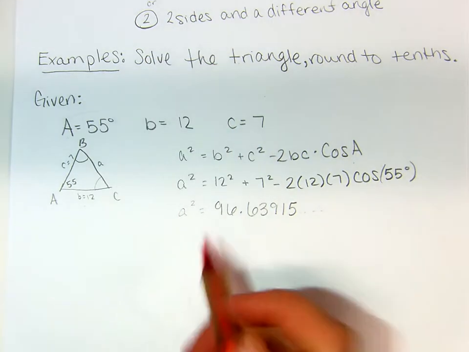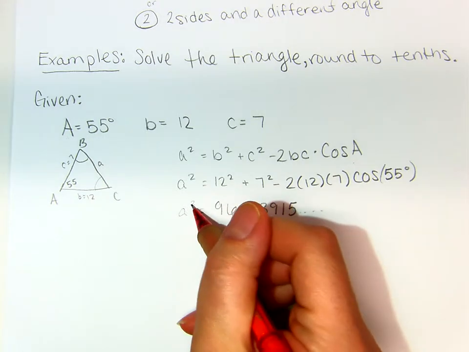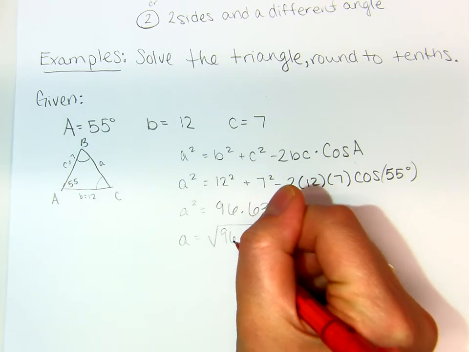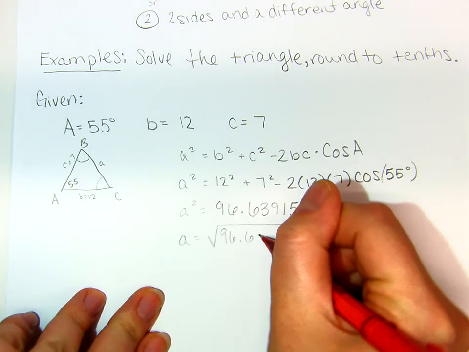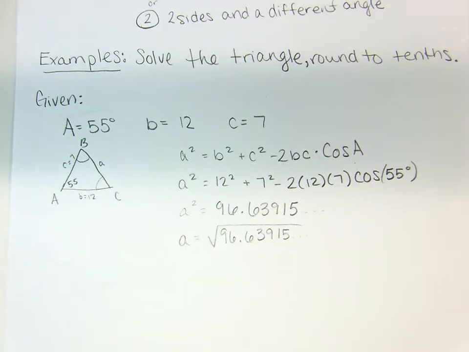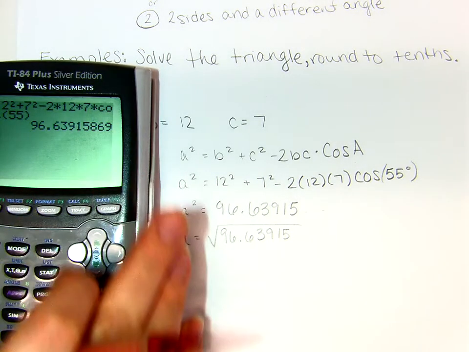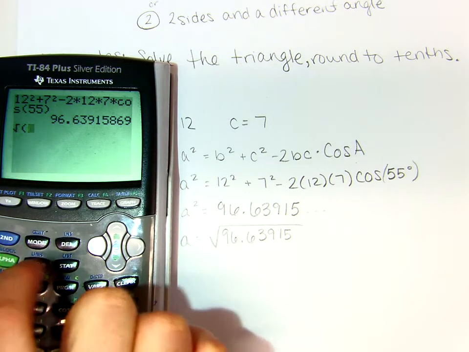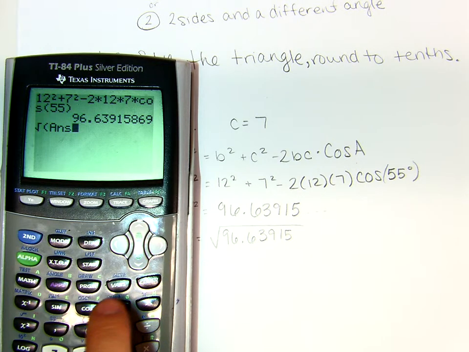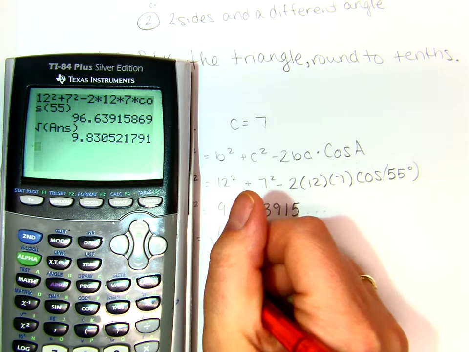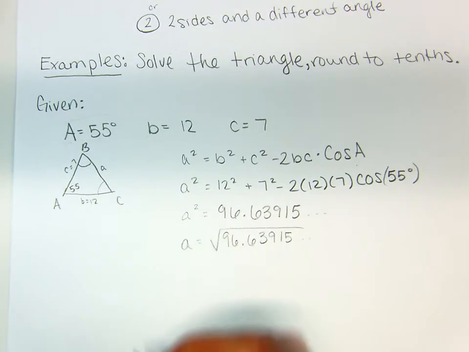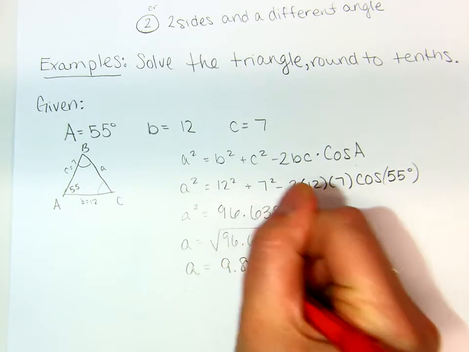I need to take the square root of that because I want to find out what a is. Normally if you take the square root to cancel out a square, you would have to put a plus or a minus, but since I have a distance, my distance can only be positive, so I'm not going to put a plus or a minus. I hit second, then the answer button, and I get 9.8 if I'm rounding to the tenths place. So a is equal to 9.8.